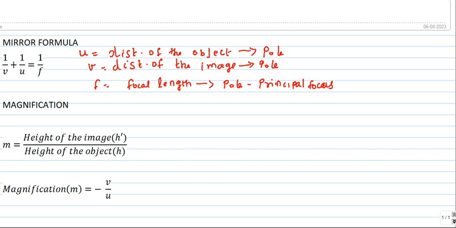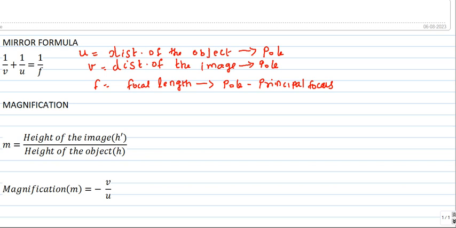The next thing we have to know is the magnification. As we all know, magnification is the size of the image with respect to the object. So the size of the image, or the height we can call it, the height of the image divided by the height of the object will give us the magnification. This is also related to the distance of the object and distance of the image. So magnification is minus v by u, which is also equal to height of the image h dash by height of the object h.